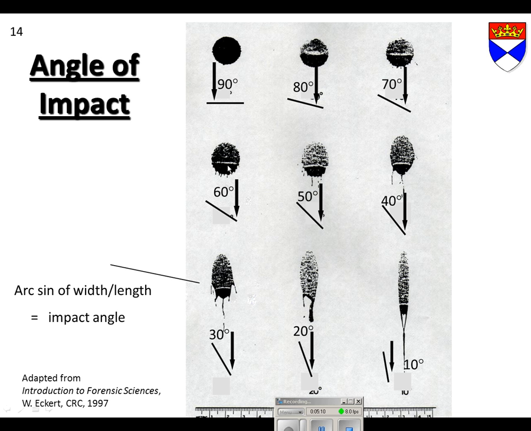So you'd measure the length of the blood drop, okay, so the longest part of the blood drop, and the width, and then you plug it in to your equation. So you take the arc sine of whatever the width divided by the length is, and that gives you the angle of impact. So a blood drop that's perfectly round fell at a 90-degree angle, but a blood drop that looks like this will be from a 20-degree angle. And you notice that as the angle gets smaller, the blood drop gets longer.